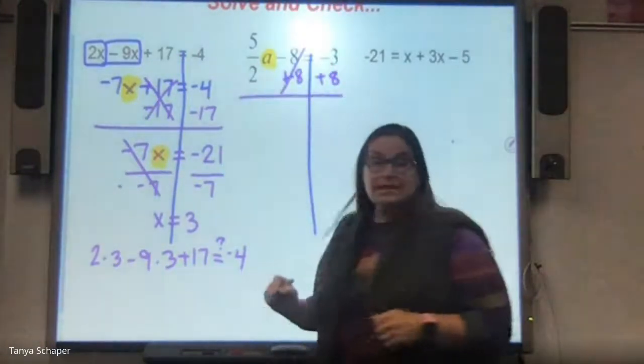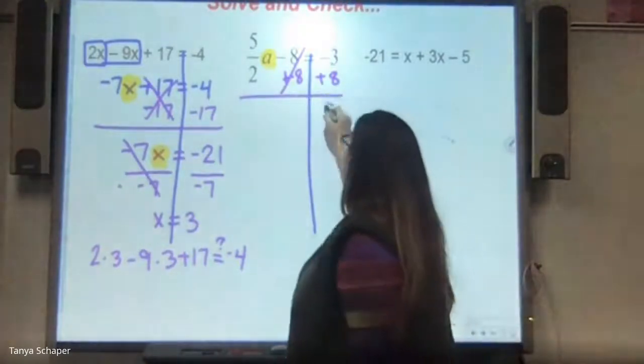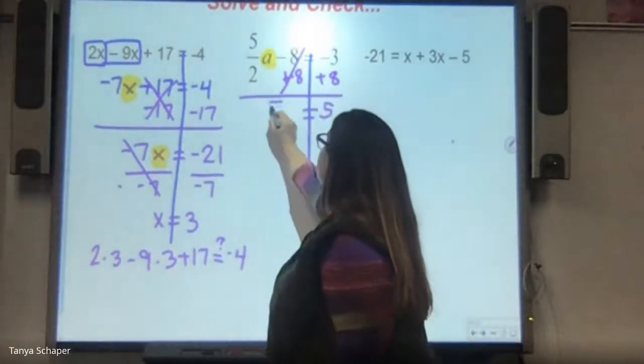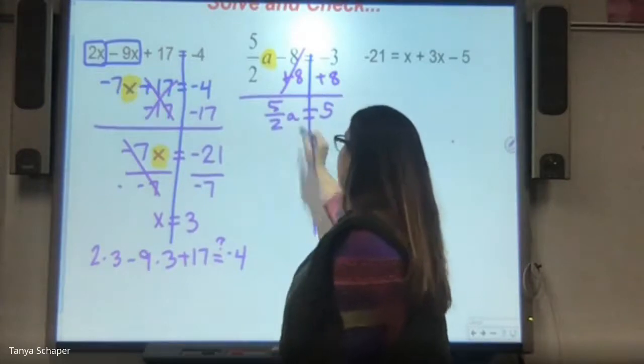Negative 8 plus 8 is 0. It cancels out. So 5 is equal to 5 halves a.